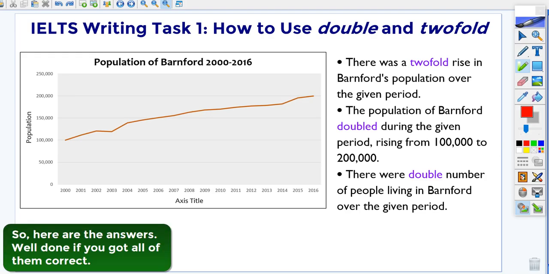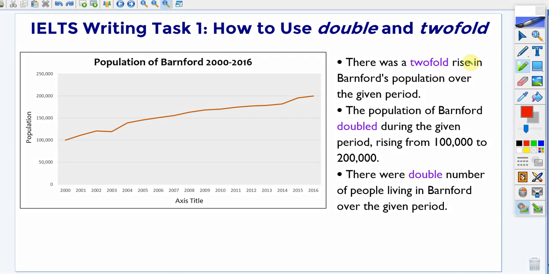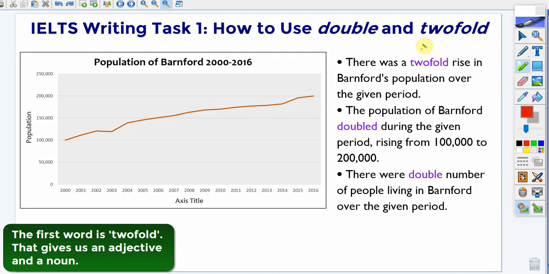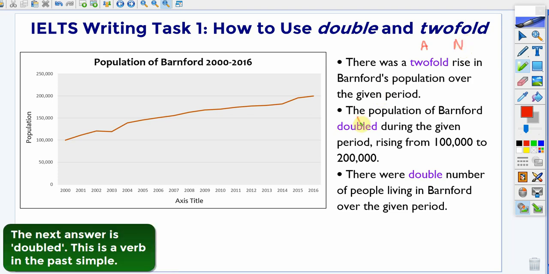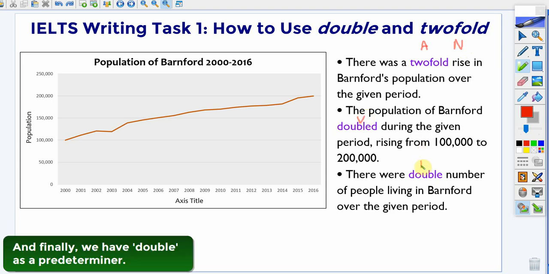So here are the answers. Well done if you got all of them correct. The first answer is twofold. That gives us an adjective and a noun. The next answer is doubled. This is a verb in the past simple. And finally, we have double as a predeterminer.